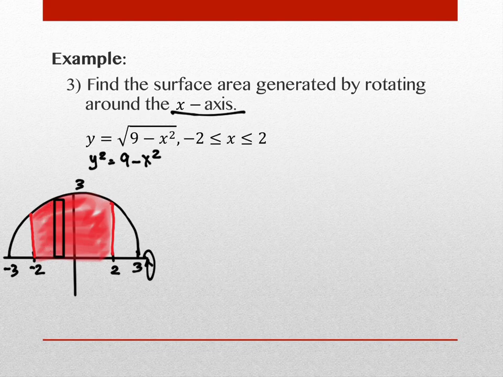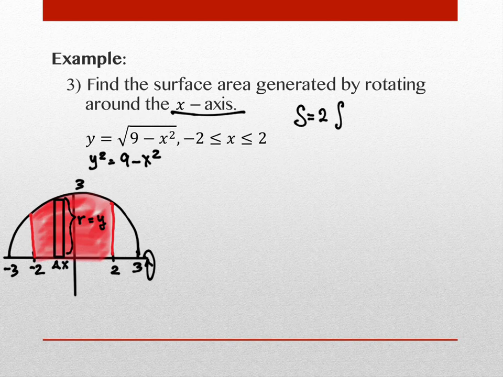Let me draw it on the other side. I have more space to write. So this is my radius. What is this radius? It's y, the height of the rectangle. This is delta x, the change in x. So in terms of which integral I am going to use, because I had two formulas, I'm going to use the integral that has the x in it.